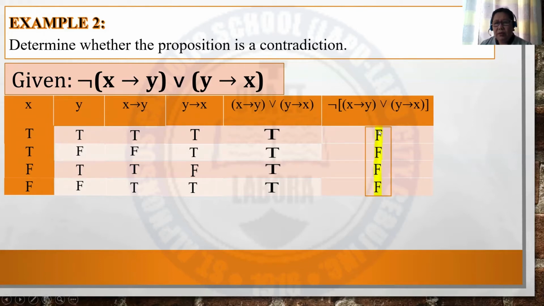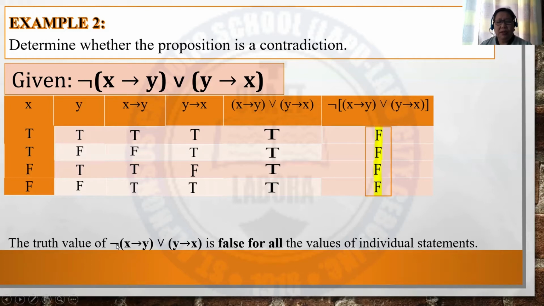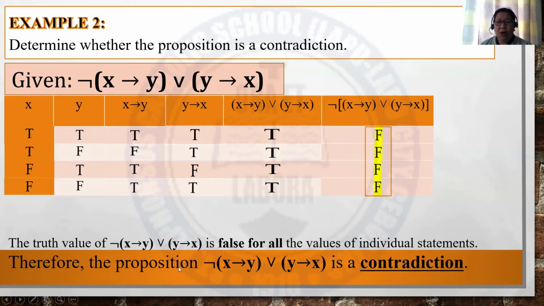So the results of the last column, we have all false. The truth value of the negation of x implies y or y implies x is false for all the values of the individual statements. Therefore, the proposition is a contradiction. Again, you will consider the given proposition as a contradiction if all the resulting values here are false.